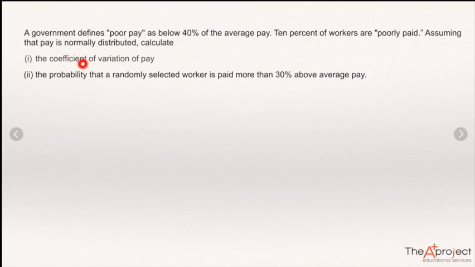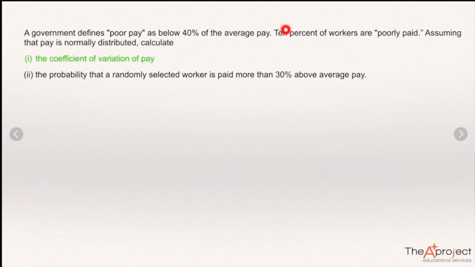If you remember, this coefficient of variation measures the relation between the standard deviation and the mean. Maybe we cannot get the mean, we cannot get the standard deviation, but we can get a relation between the standard deviation and the mean. So let's solve this first problem, and then we think in the second about the probability. What is the coefficient of variation of pay? So let's see the information that we have.